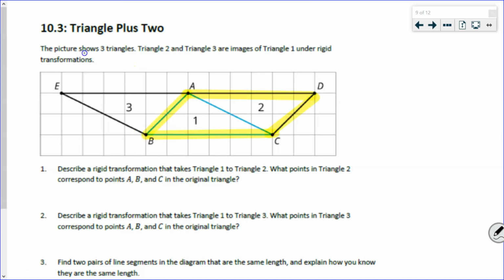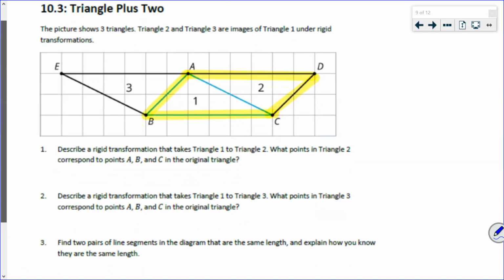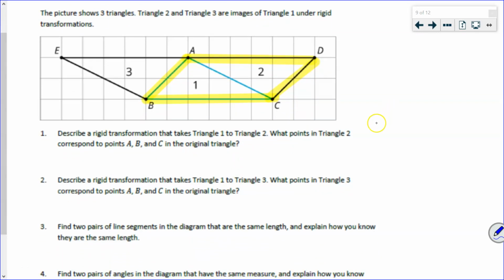Okay. Going back, it says the picture shows 3 triangles. Triangle 2 and triangle 3 are images of triangle 1 under rigid transformations. Remember that term rigid transformations means we're keeping the side lengths and we're keeping the angle measures, that nothing is changing. So how did we change triangle 1 to be triangle 2 in our calculator activity? What did we just do? Talk with your groups and write it down.